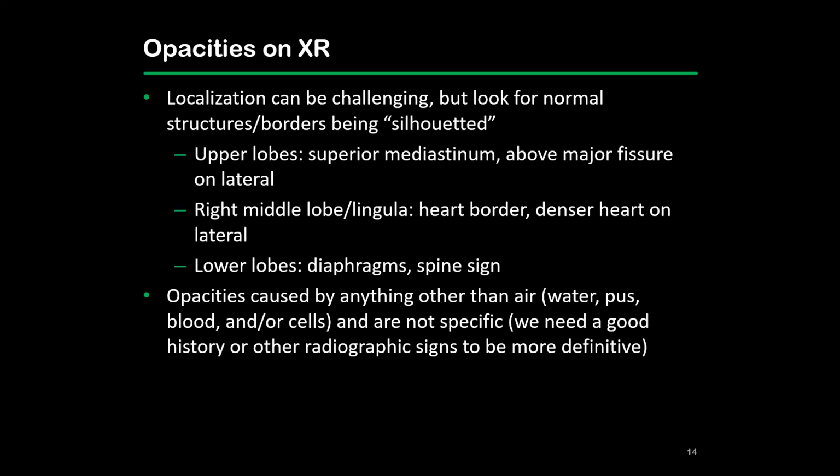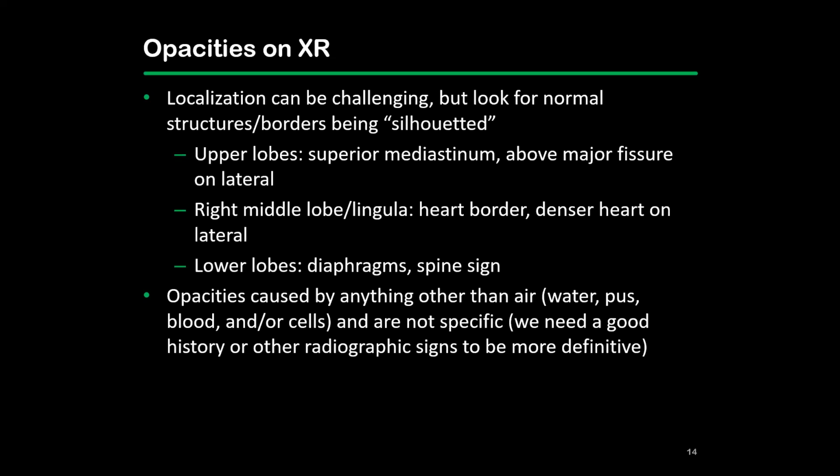So in the upper lobes, you're looking for the superior mediastinum, or that anterior clear space may be opacified where it shouldn't be. In the right middle lobe or the lingula, the heart borders become obscured and the heart appears denser on the lateral radiograph. And in the lower lobes, you don't see the diaphragm borders very well, and you see an opacity overlying the spine that we'll show you in a little bit.